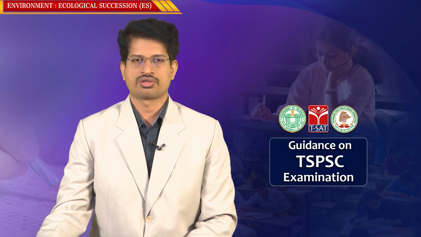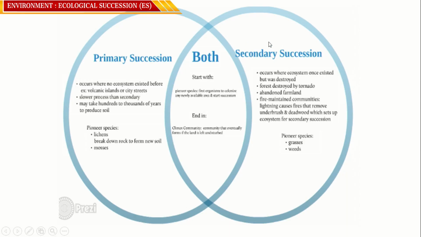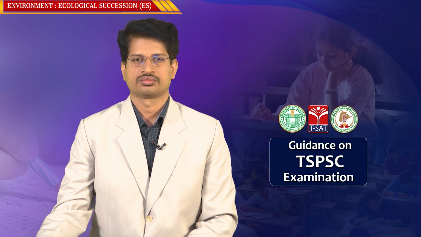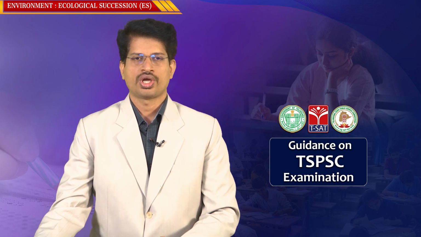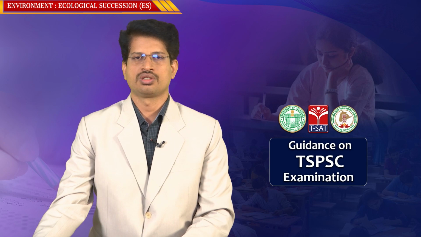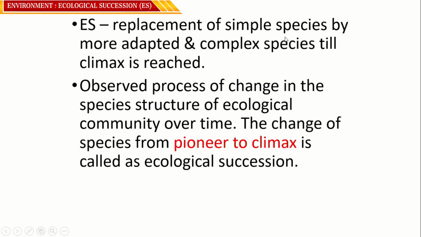In this process of succession, after discussing primary succession and secondary succession, the existing ecosystem is the resultant of the action of both primary and secondary succession considered together. Ecological succession, ES, is the replacement of simple species by more adapted and complex species till climax is reached. It is the observed process of change in the species structure of an ecological community over time.